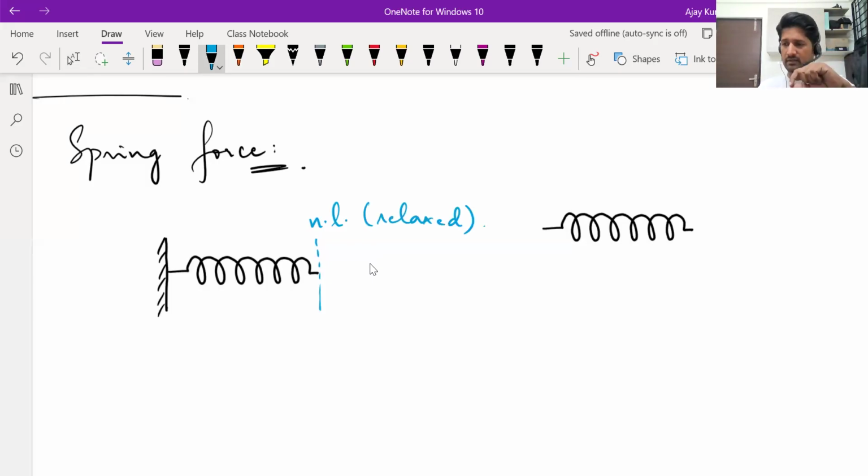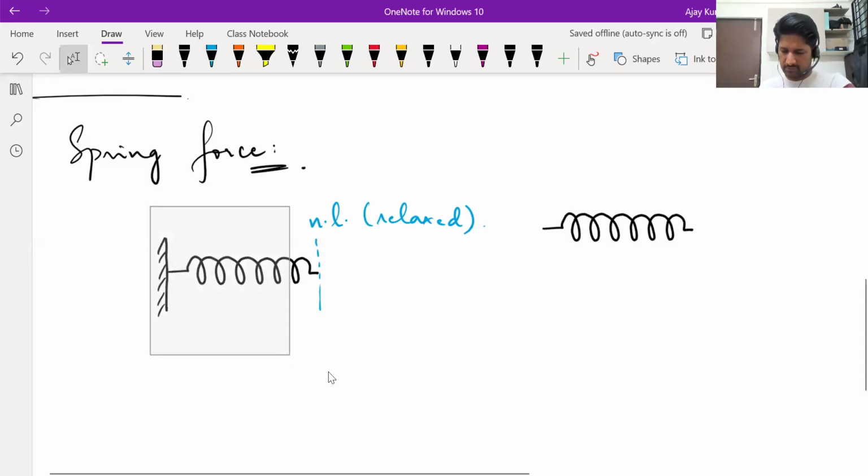Now you know that to compress a spring, you need to exert a force. You need to exert a force to compress a spring, which means the spring is exerting a force when you are compressing it. That is why you need to exert a force. The spring offers resistance. It doesn't allow you to compress it. But if you want to do that, you will have to exert a force.